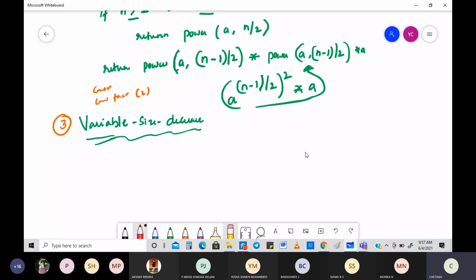Now our job is to look into the third aspect of it. Now what is the third aspect? The third aspect is called variable size decrease. Now, what does it say? What does it basically mean?